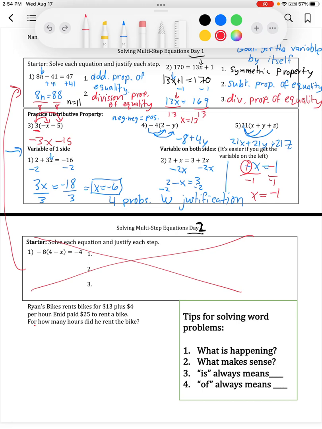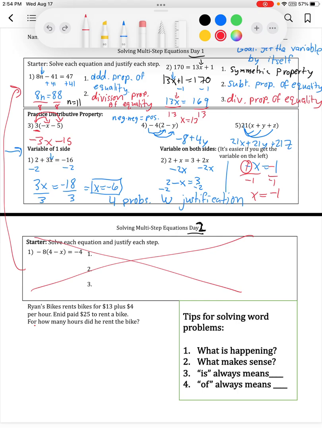So in this case, it says, Ryan's bikes rent bikes for $13 plus $4 an hour. Enid paid $25 to rent a bike. For how many hours did he rent the bike? So in this particular case, we're dealing with bikes. We're renting them for a certain amount of time. So then let's ask ourselves the question, what makes sense?